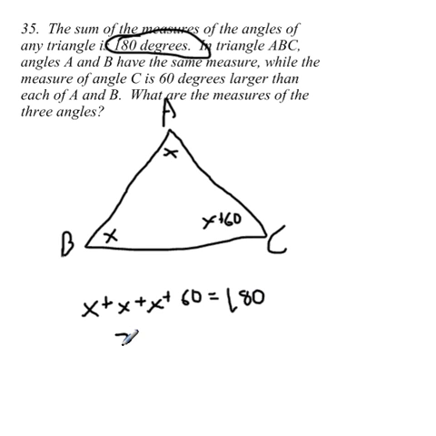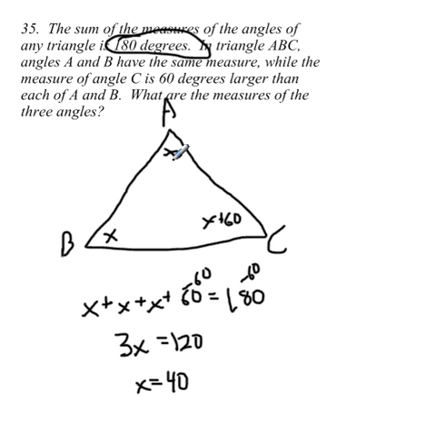Combine your like terms, so what you have is 3x on the left side, and I'm going to go ahead and move that 60 over to the right hand side. So I have 3x equals 120. To solve this, divide both sides by 3, and you'll get x equals 40.